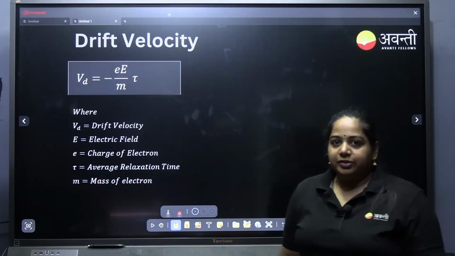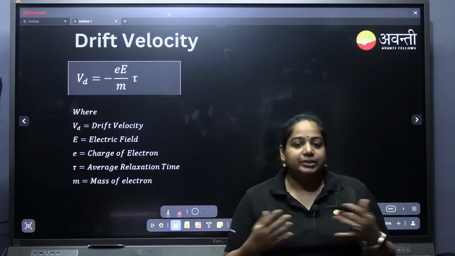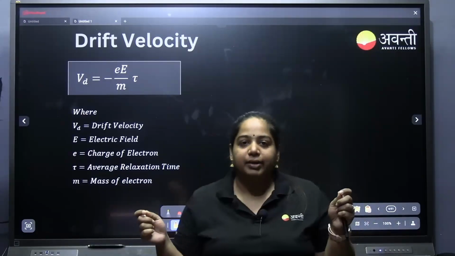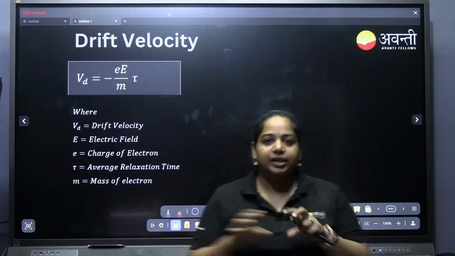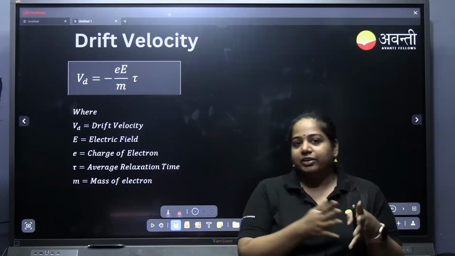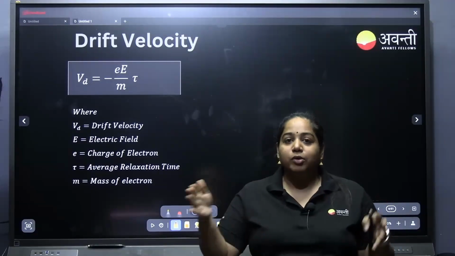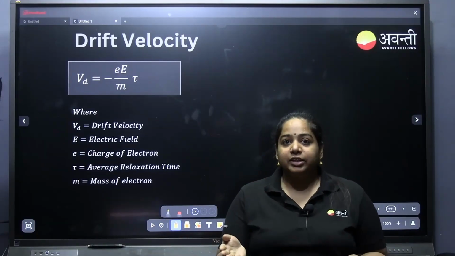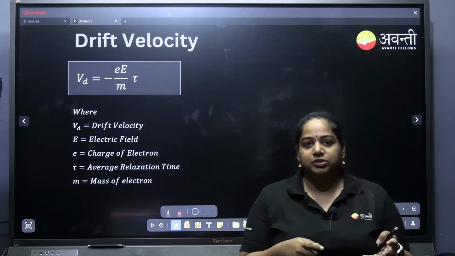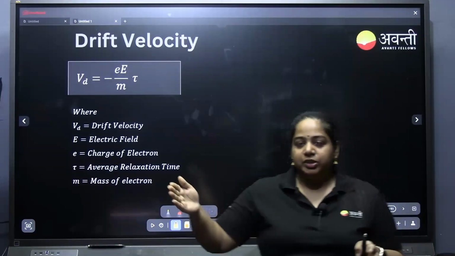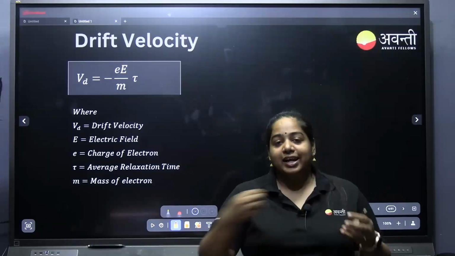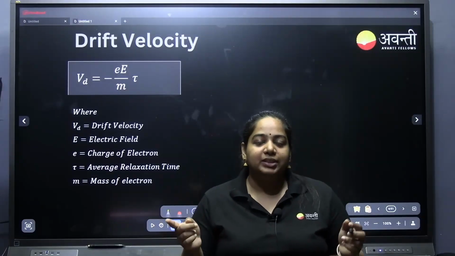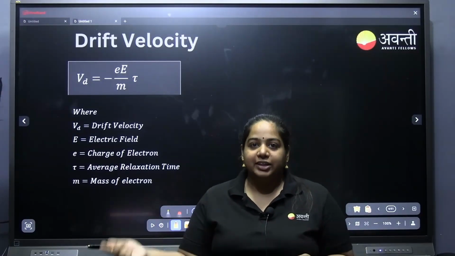Next, about drift velocity. Drift velocity means, if we are applying a potential across the two terminals of a wire, what happens? The electrons will move towards the positive terminal, right? And will it move with acceleration or constant velocity? If there is a positive potential, it is attracting electrons, it moves with force, right? Electrostatic force. So which means electrons are moving with acceleration.